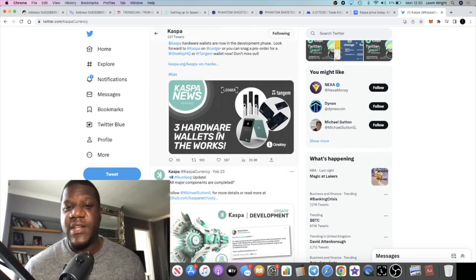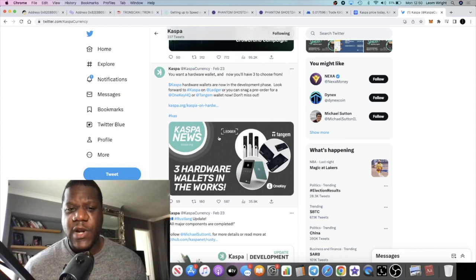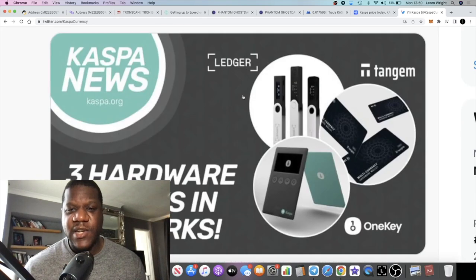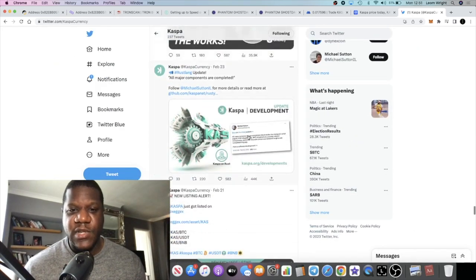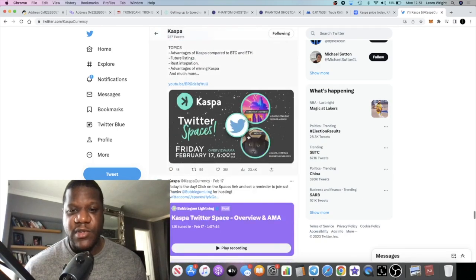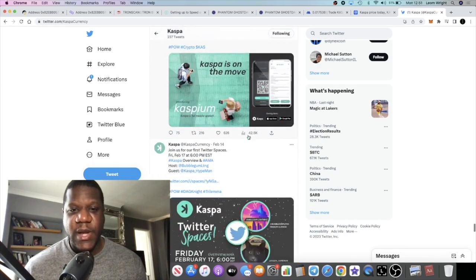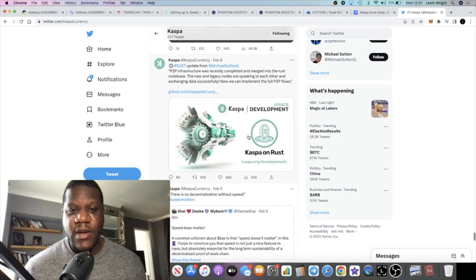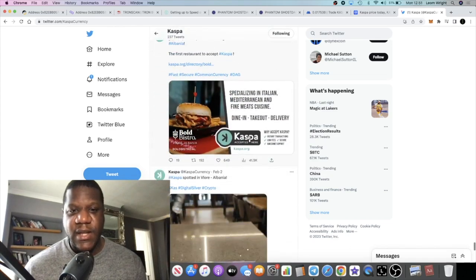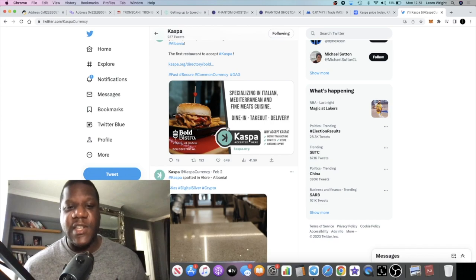Right, so another thing is being able to store this in a hardware wallet. There's a few wallets that are available to store this on. It does have Ledger written there. I thought that you couldn't actually store this on the Ledger. Me personally, I've just got this on the exchange right now. But yeah, there's going to be plenty of developments and innovation for this. Right, okay, so this is what I wanted to talk about.